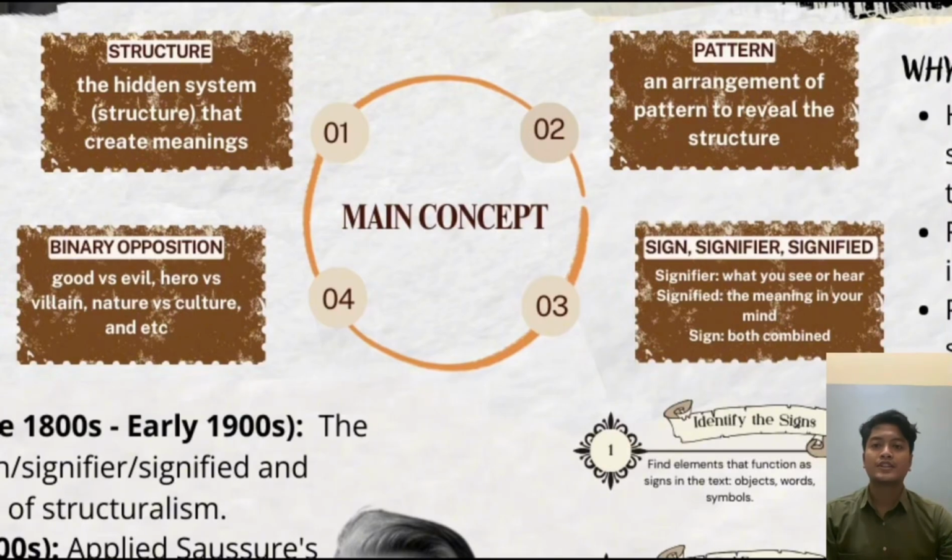The third is sign, signifier, and signified. This is the key. The signifier is the physical form, like what you see, what you hear, and what you read. The signified is the meaning in your mind. The sign is the combination of signifier and signified. Meaning is not inherent in the object itself but in this relational bond. The last is binary opposition. As we touched on before, these are pairs of opposing concepts like good versus evil or nature versus culture.